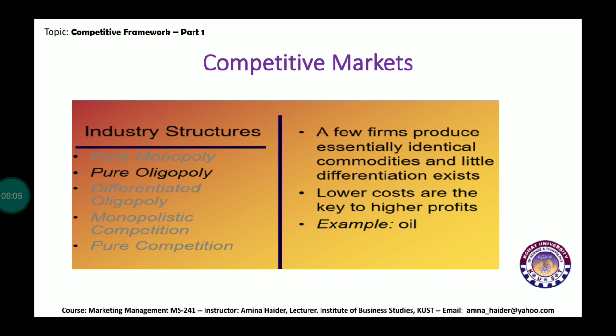Oligopoly is sometimes also known as competition among the few, as there are few sellers in the market and every seller influences and is influenced by the behavior of other firms. Under oligopoly, a firm can earn super normal profits in the long run as there are barriers to entry like patents, licenses, control over crucial raw materials, etc. These barriers prevent the entry of new firms into the market.